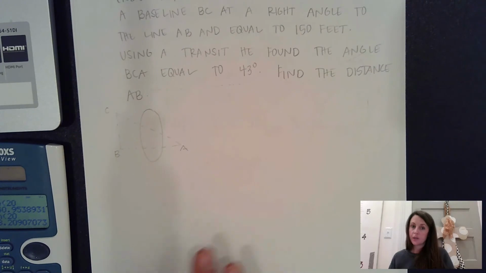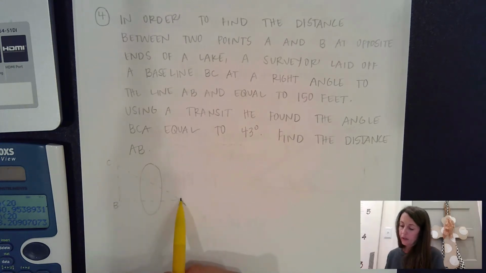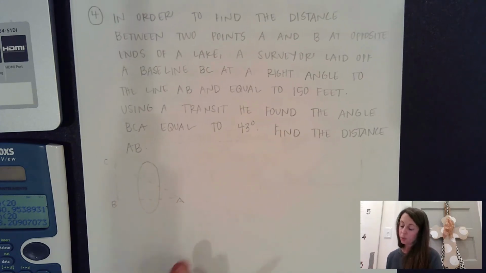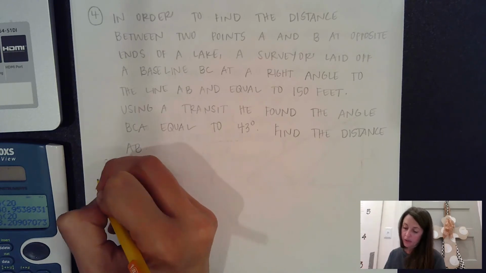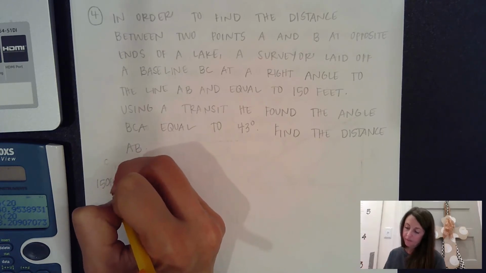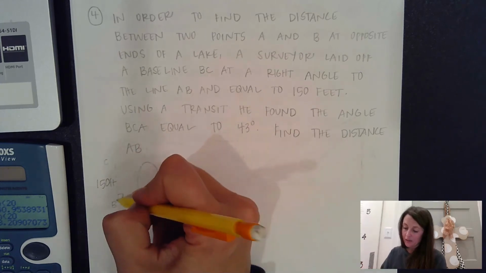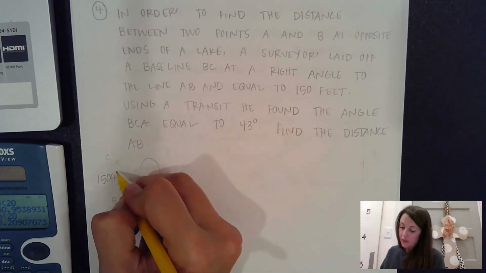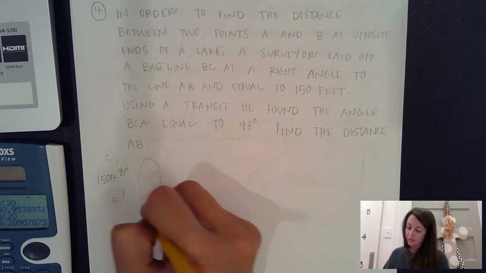All right, let's look here. In order to find the distance between 2 points A and B at opposite ends of the lake, a surveyor laid off a baseline BC at a right angle, so this is at a right angle to AB, and this baseline BC is equal to 150 feet. Using a transit, he found the angle BCA, so BCA is equal to 43 degrees. So this angle up here is 43 degrees. Find the distance AB. So I want to find this distance over here.